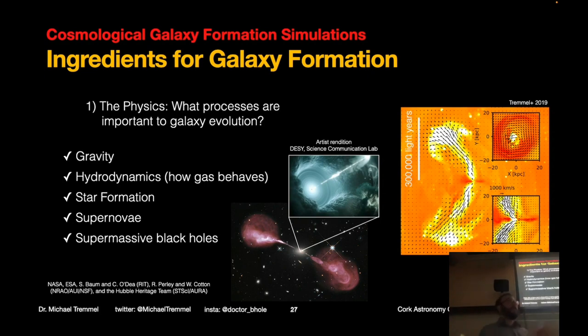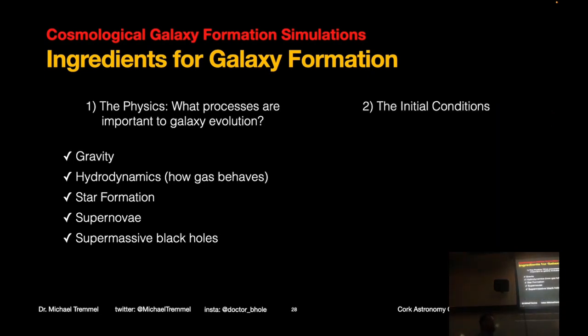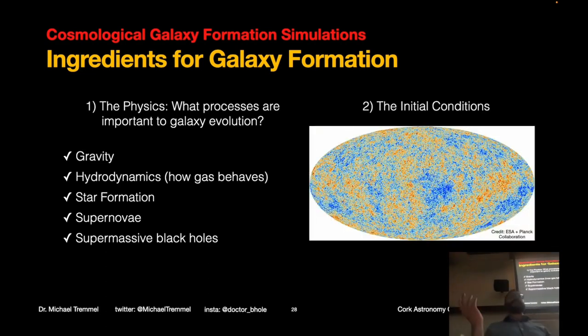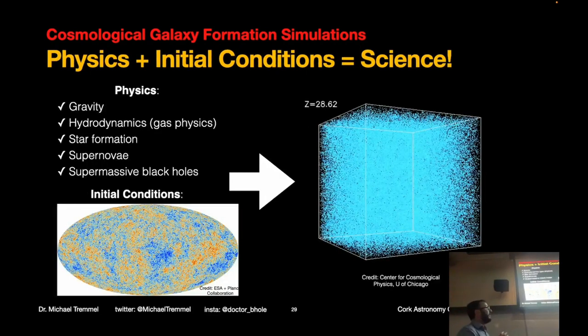So, great, we have our gravity, we have our gas physics, and then we have this more complicated star formation, supernova, black hole stuff. But that's the physics that we need, more or less. And then, of course, we need our initial conditions, which is, again, the cosmic microwave background as before. So we really have the same setup as before. We just added in some extra physics. We don't just have gravity. Now we have all this complex stuff, the hydrodynamics, the star formation, the supernova explosions, all of that stuff.